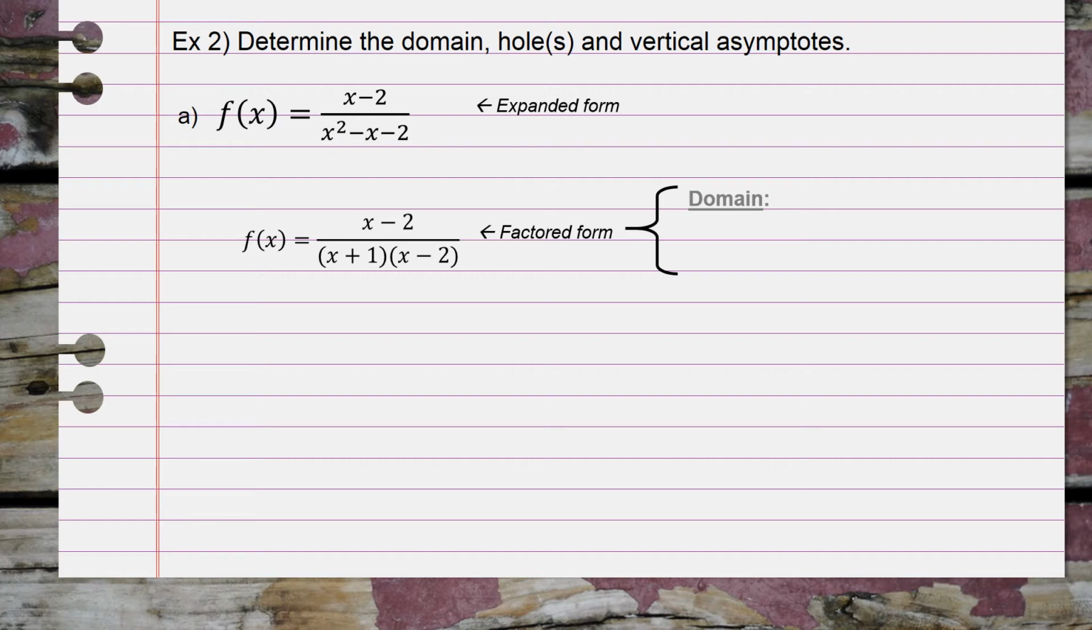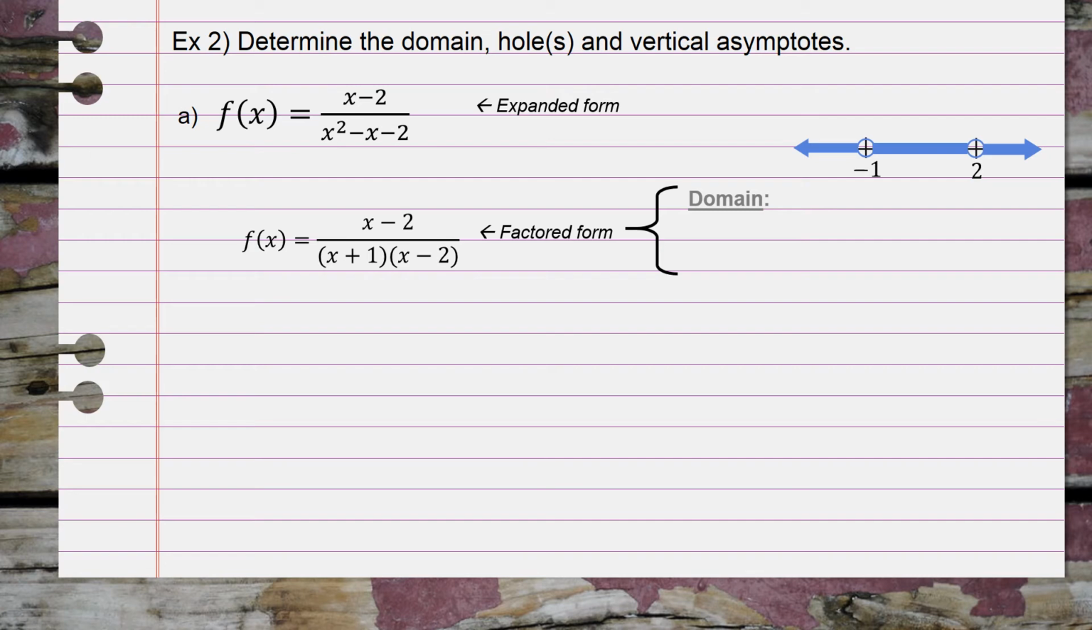So to properly write the domain, I'm going to draw the number line. And the two values that cause problems have to be written on the number line in the correct order. So negative 1 would appear first, then the value of 2. We know that x cannot equal negative 1 or 2, so we place open circles on the number line. Now from here, x can be any of the values to the left of negative 1, in between negative 1 and 2, and to the right of 2.